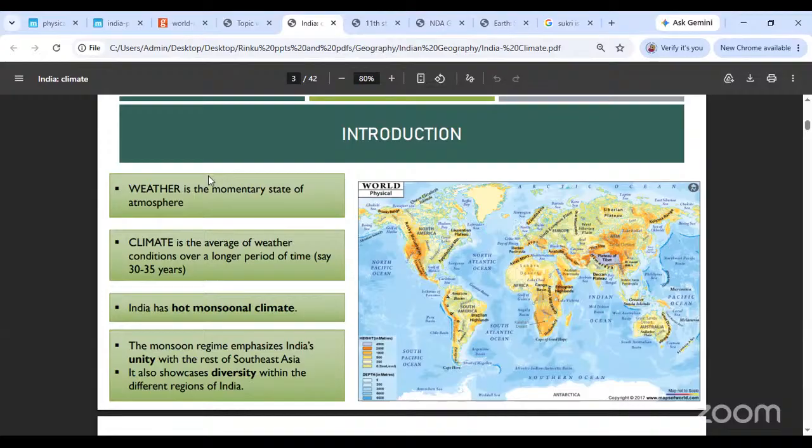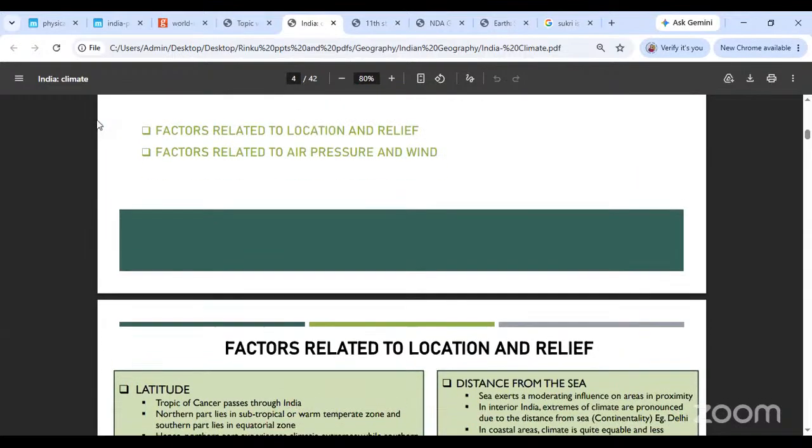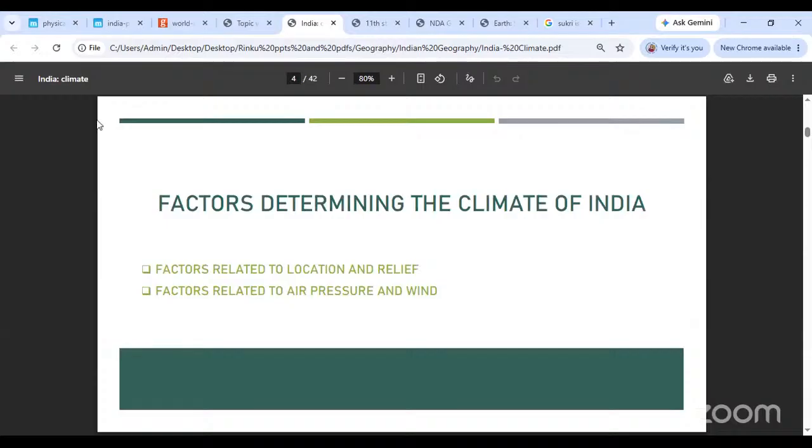Okay, so the monsoon itself is both a converging, a unifying as well as a diverging factor. The unification part is with the rest of Southeast Asia and the divergence you find within India. कि इंडिया में आपको बहुत diversity मिलती है कि monsoon same नहीं है हर जगह पे. Is this understood? हाँ? Okay, now you come to the various factors determining the climate of India.